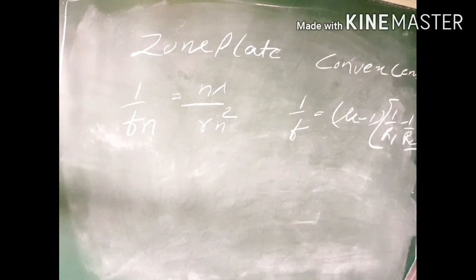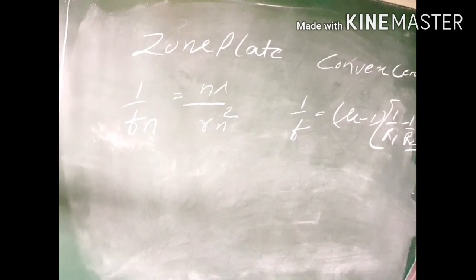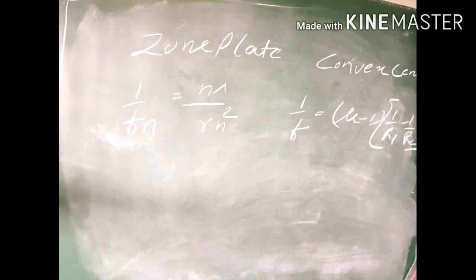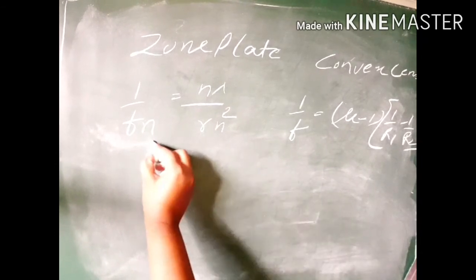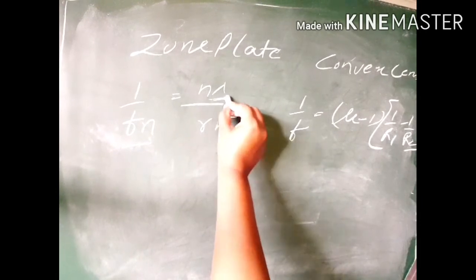What is the difference? In case of zone plate, the focal length depends on the number of half period zones, wavelength of the light used, and radius of nth half period zone. Okay, and in case of convex lens, focal length depends on refractive index of the material and the radius of curvature. This is the first difference. Okay, the next difference is the focal length is inversely proportional to wavelength in case of zone plate. You can see here, focal length is inversely proportional to wavelength.